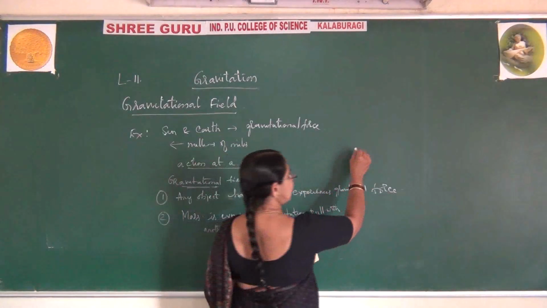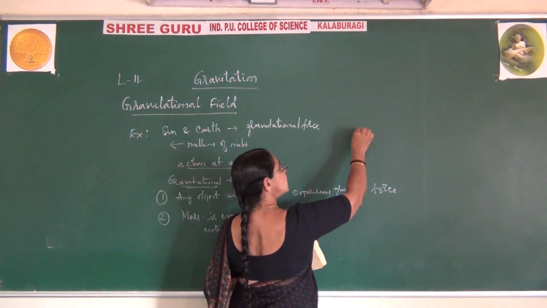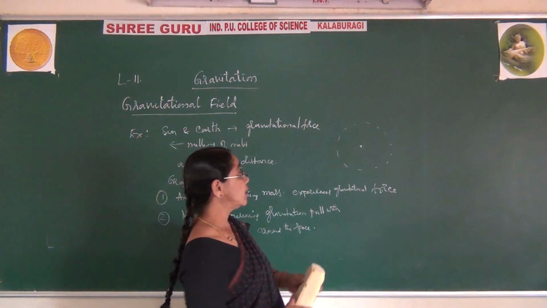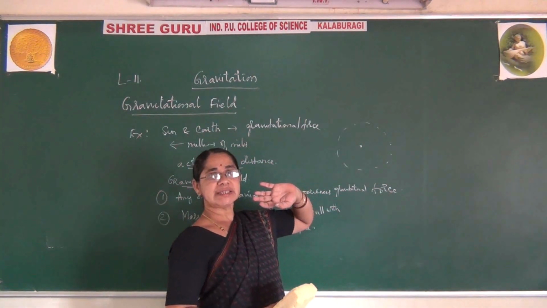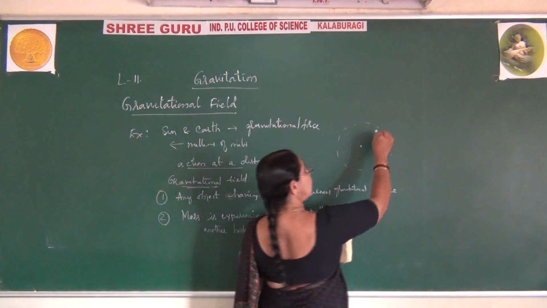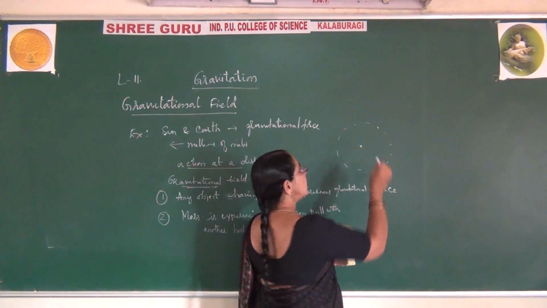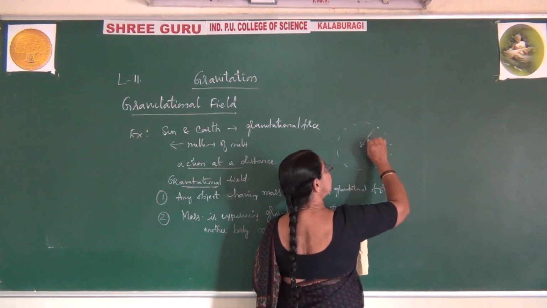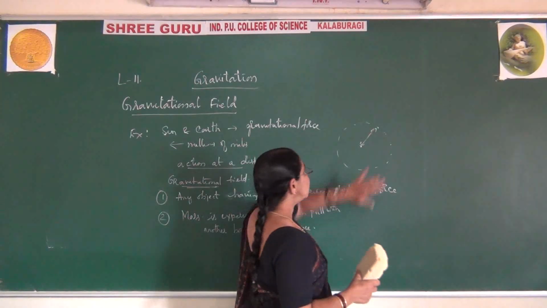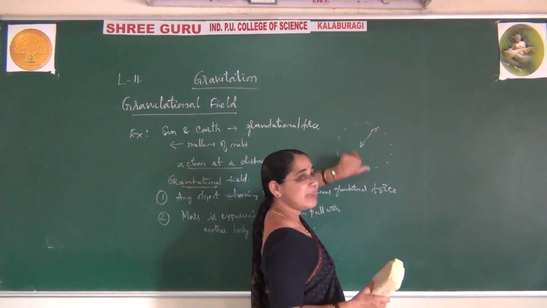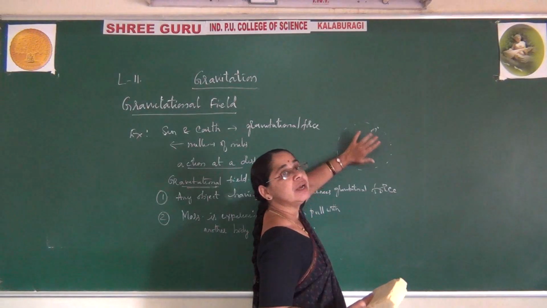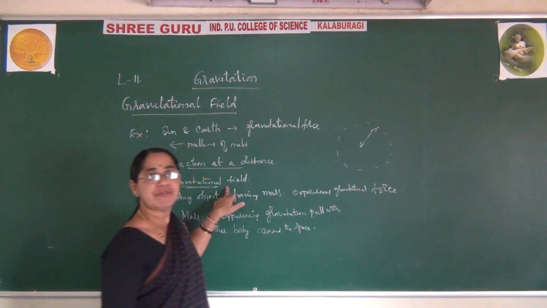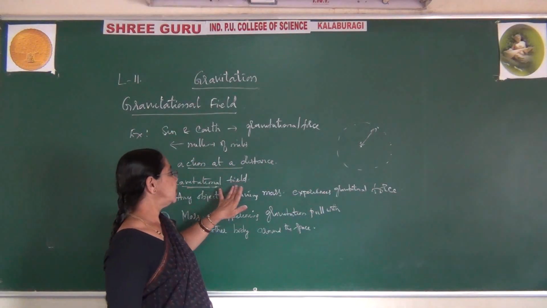If an object has mass, it first creates nothing but a spherical influence. Due to that, another body, maybe on the surface or inside, wherever it is, experiences a force of attraction between them, and that space which is experiencing gravitational pull with this body is called the gravitational field. Okay, so remember that.